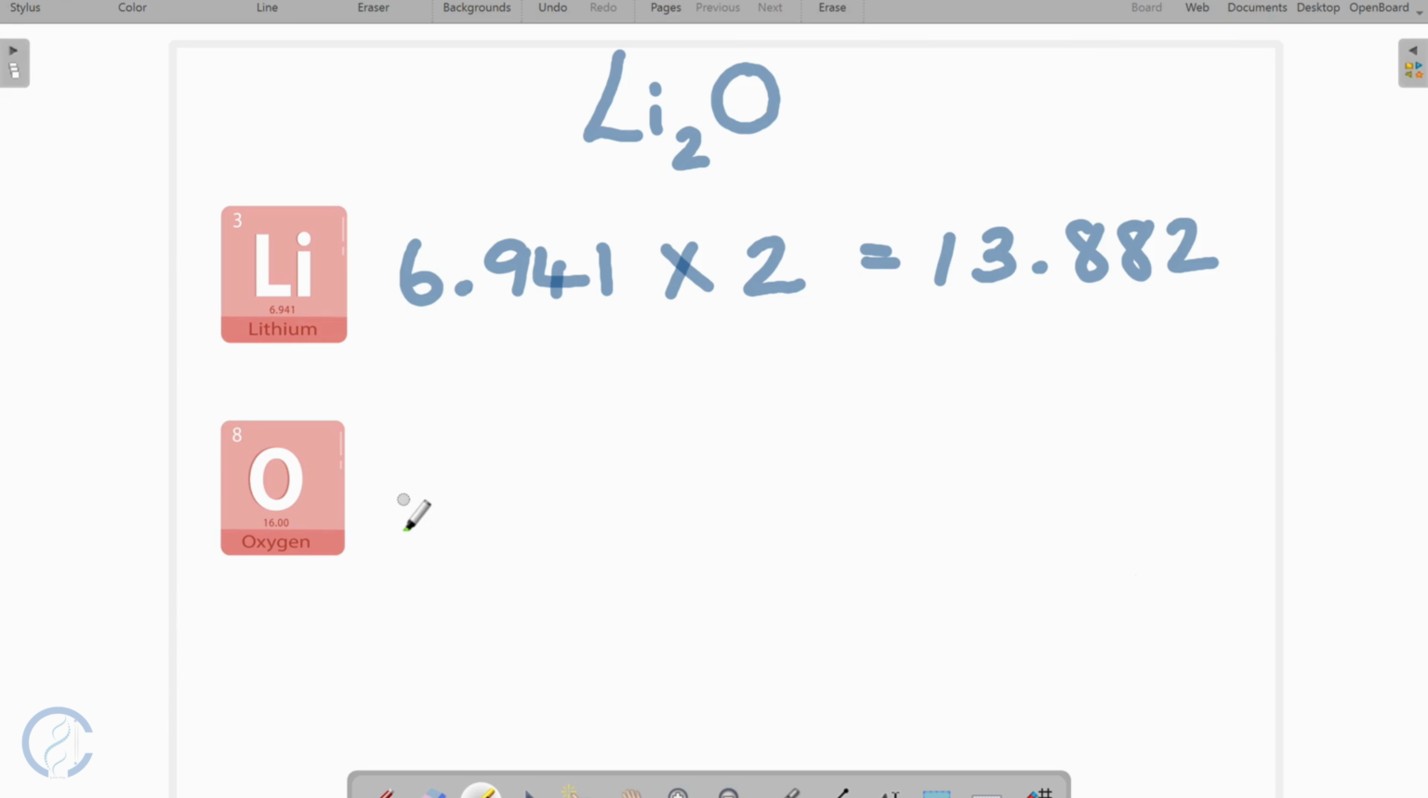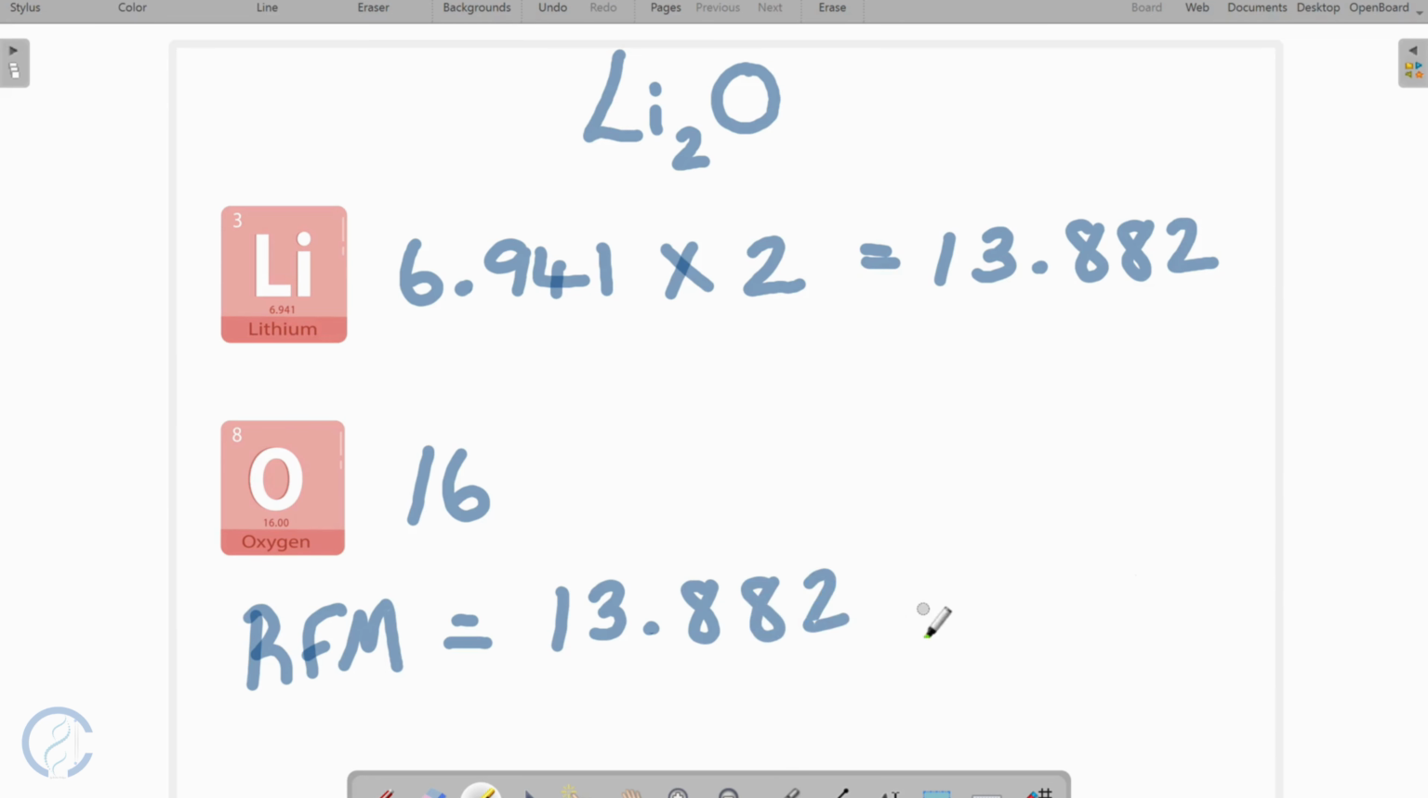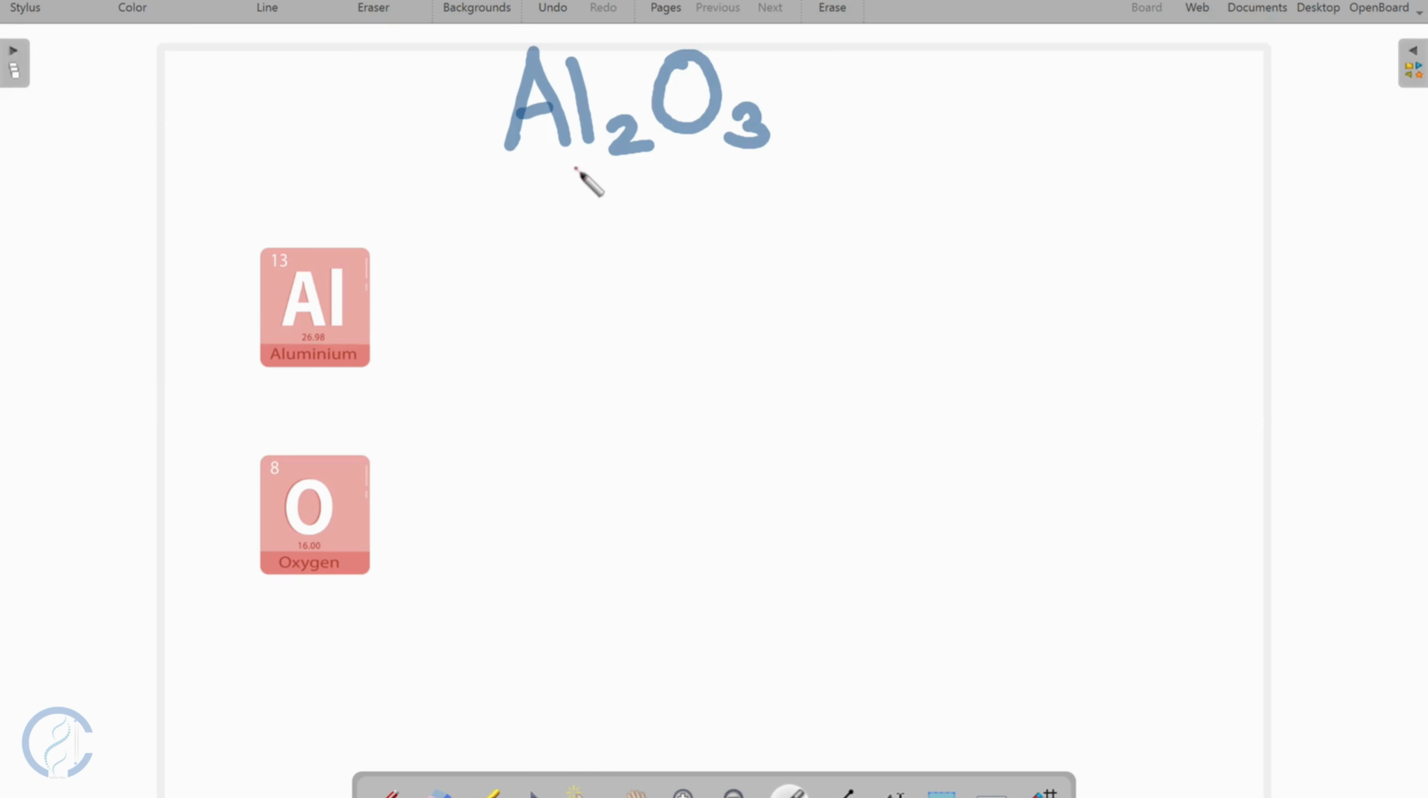The relative atomic mass of the one oxygen is 16. Combining both relative atomic masses, the relative formula mass of lithium oxide becomes 13.882 plus 16, which is 29.882. Now let's determine the relative formula mass of aluminium oxide.